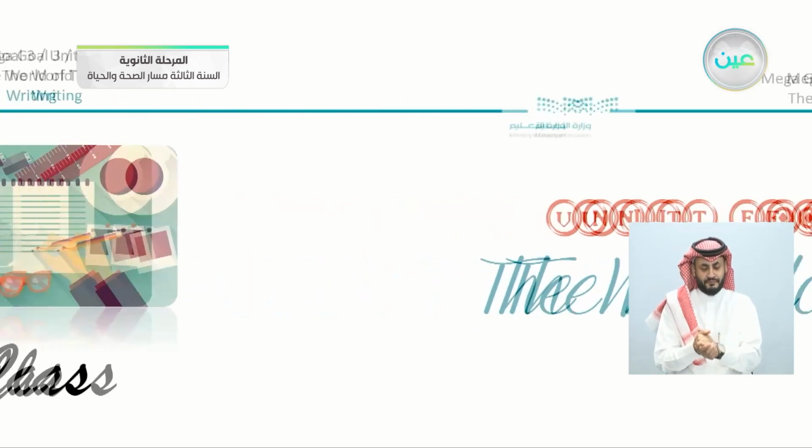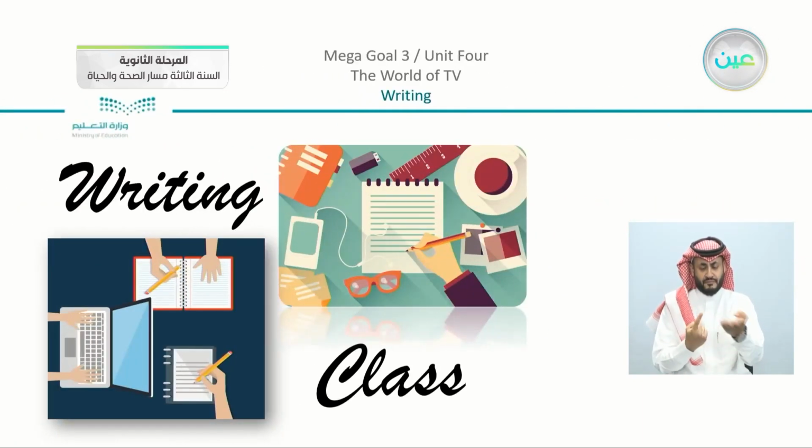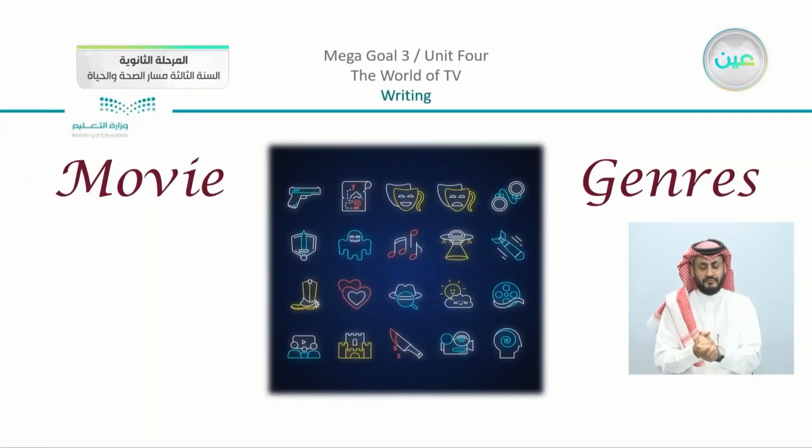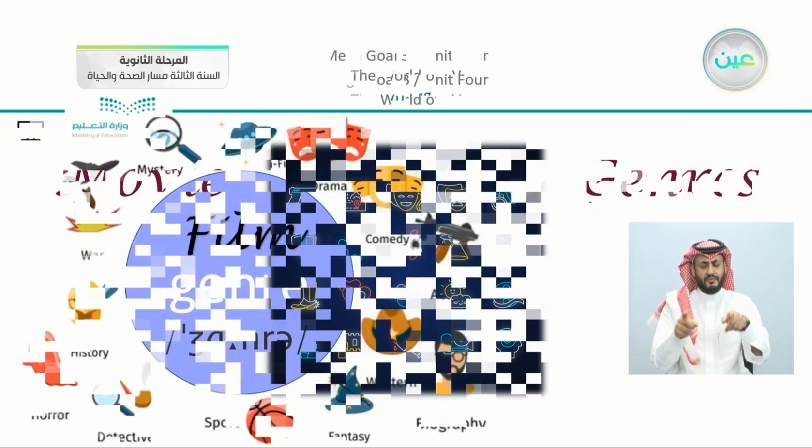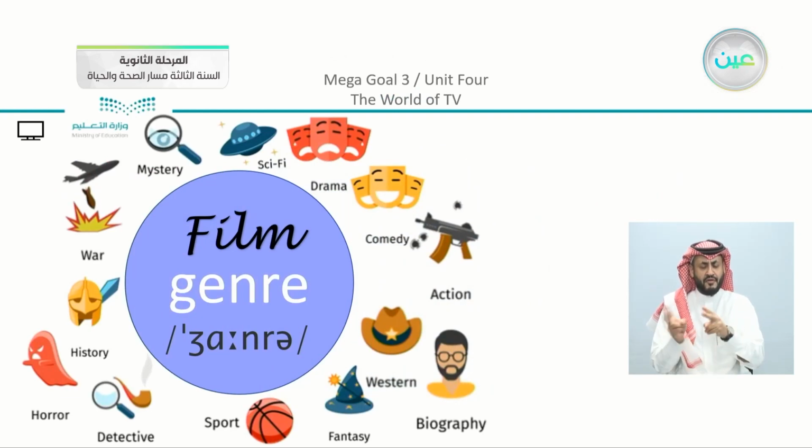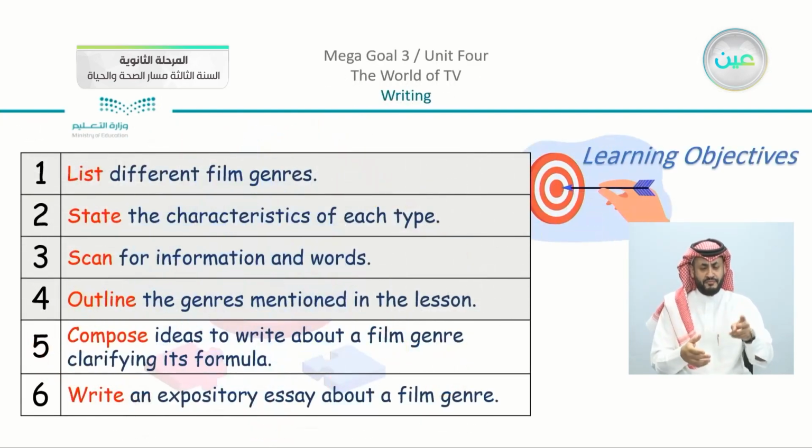Now in our unit, we started with the writing class. We had a lot to discuss. Now the basic idea that we had was about movie genres. We said that there are different movie genres such as comedy, drama, action, biography, horror, for example, and a lot more. Now all of these genres, we are going to choose one of them and write about it.